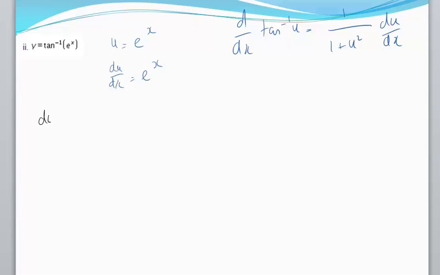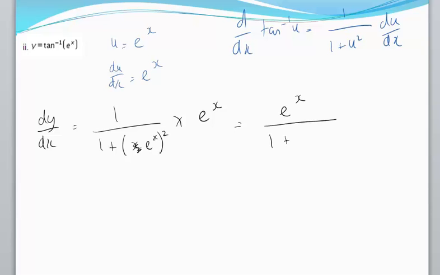So here dy/dx is equal to 1 over 1 plus u squared, so e to the power of x squared, multiplied by our du/dx, which is e to the power of x. So this becomes e to the power of x divided by 1 plus e to the power of x squared.